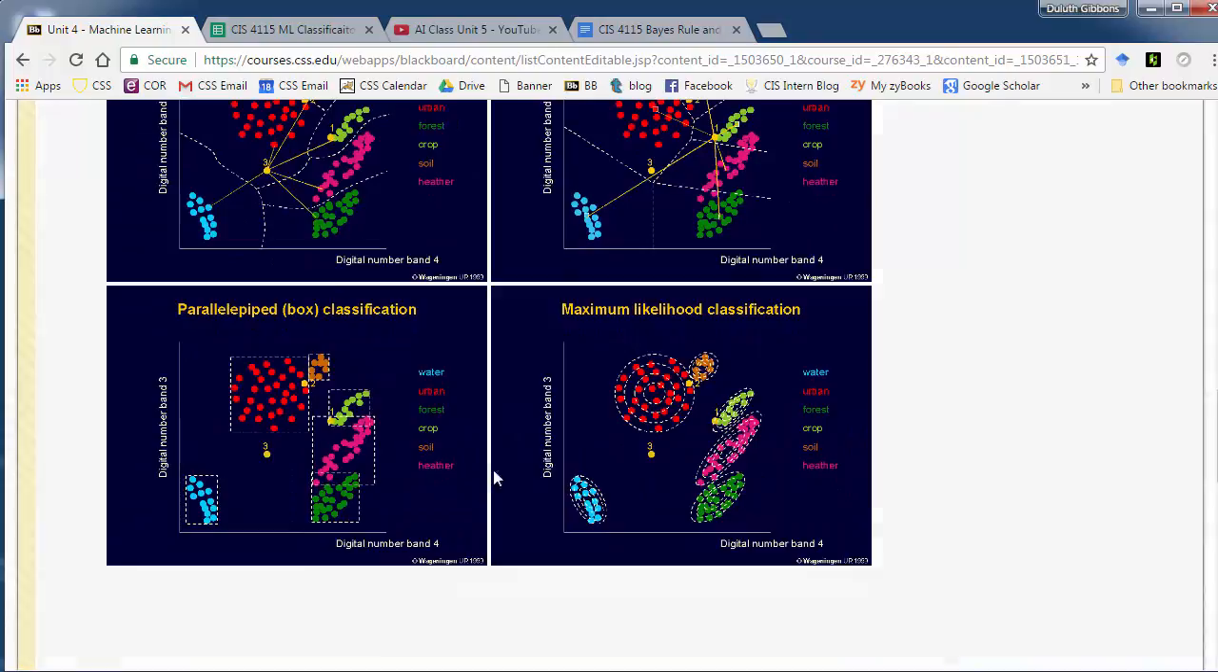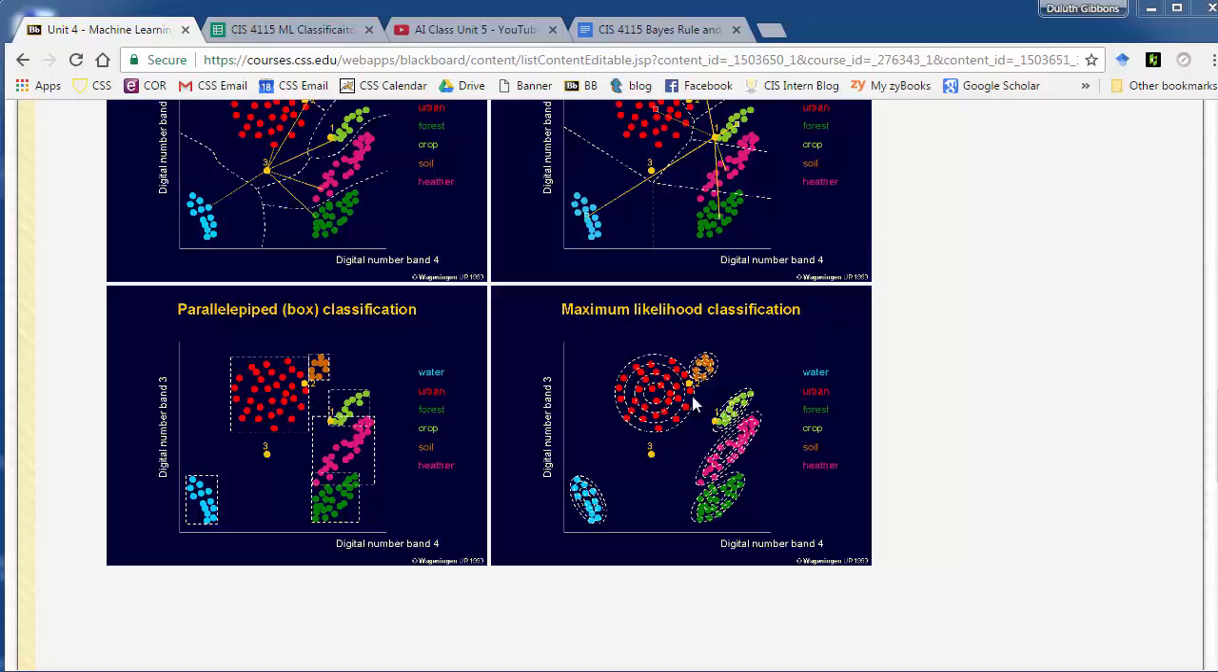Another way is box classification, parallelepiped classification. We look at the range of every group, and then when we get a new point, we try to put it in that range. There are some issues with this. Sometimes you'll have points not in any range, and sometimes ranges can overlap, so sometimes we have points in two different ranges. But that's another option. There's a more complicated statistical option.